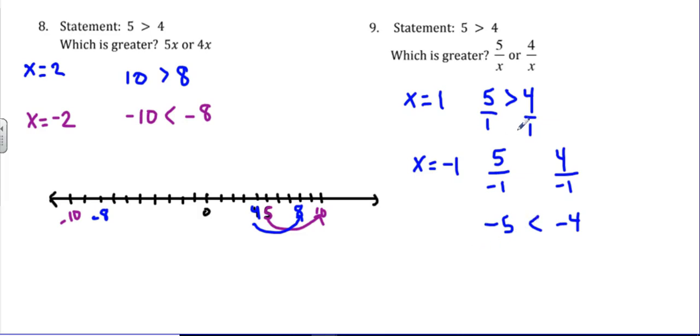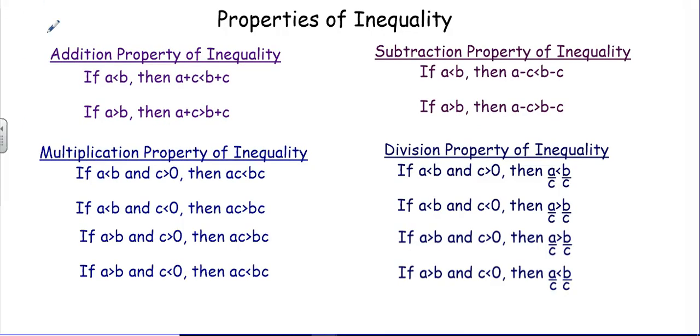When you divide by a positive value on both sides of the inequality, your inequality sign will stay the same. However, if you divide both sides of the inequality by a negative value, then your sign will flip. So in this lesson, we've looked at several properties of inequality. The addition property of inequality and the subtraction property of inequality are very straightforward. Essentially, you can add or subtract the same value on either side of the inequality, and the inequality sign will stay the same.